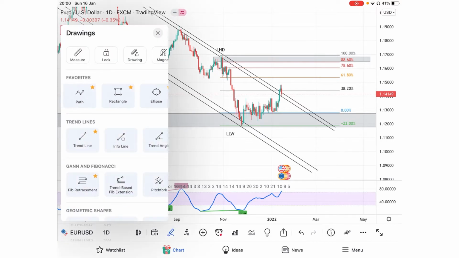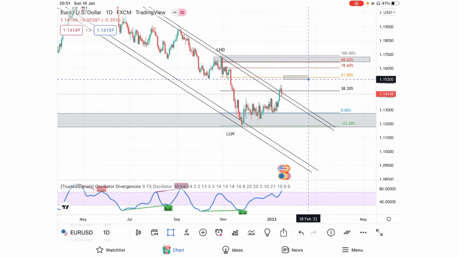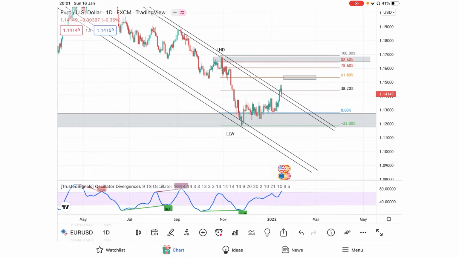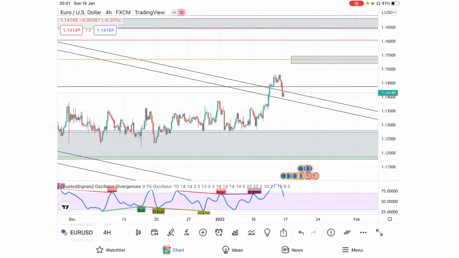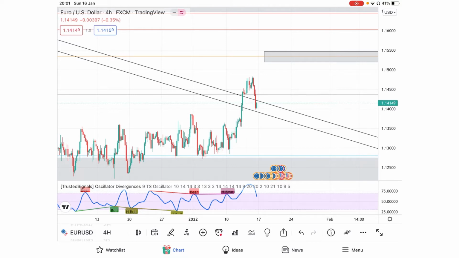Let me draw my golden zone right here. I like to draw it like this, a bit smaller. This is my golden zone. And like we have different scenarios that can play out. That's why I'm gonna go to the H4. And on H4, what I would like to do is to confirm some entries.